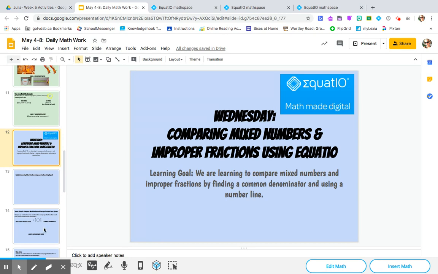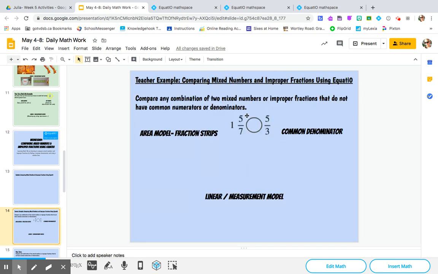So let's get started. The first thing we're going to do is compare this mixed number, which has a whole number and a proper fraction, with this improper fraction. We see the numerator is larger than the denominator. Right away we notice that the numerators are the same, and with simple fractions we could just compare easily using that. But as soon as we add this 1 in front, we can no longer think of the numerators as just being the same and able to compare. So this becomes the more challenging way, where we need to either create an area model, use a common denominator, or a linear model. So it's time for you to open up your Equatio toolbar.